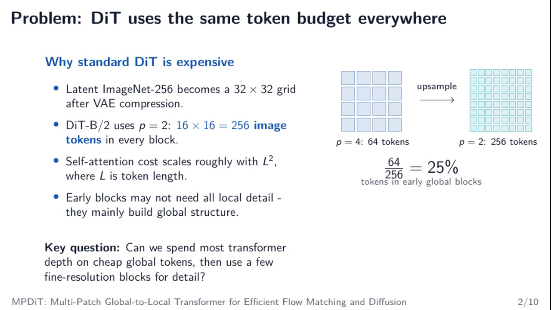Let me first explain the motivation. In latent ImageNet generation, the latent representation is typically a 32 by 32 grid. A standard DiT with patch size 2 converts this grid into 256 tokens. The problem is that every transformer block processes all 256 tokens. This is expensive, especially because attention cost grows roughly with the square of the token count. But not every block needs full local detail. Early blocks mostly decide coarse layout, object identity, and global composition. So the paper asks a natural question. Can we use cheap global tokens first and save the expensive local tokens for the end?